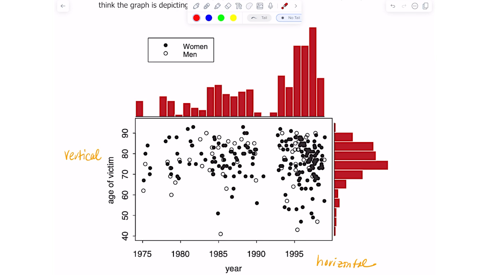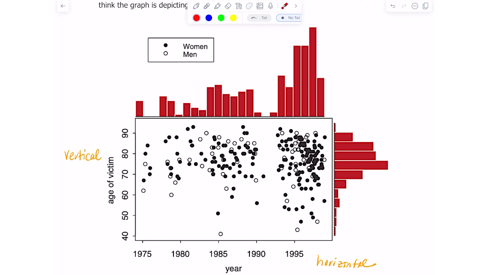One of the things that you might notice is that most of the dots on the scatter plot are kind of clustered up here above 60 years. We also see that men are the open circles, women are the closed circles, and it appears that there's more women than men that were victims. And we can see also that there was a large percentage of victims that died from maybe the year 1993 all the way to about 1998 or so. And you can see in the histogram that it also represents that.